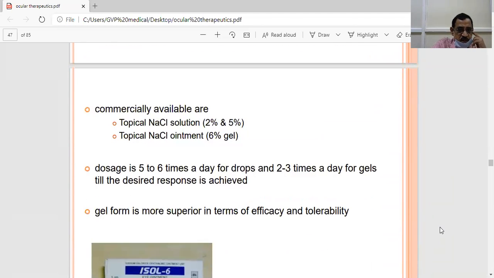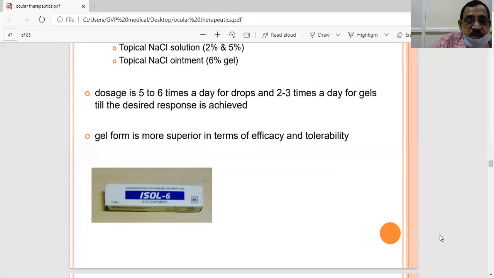Commercially available are topical sodium chloride solution 2% or 5%, topical sodium chloride ointment 6%, and gel. Dosage is 5 to 6 times a day for drops and 2 to 3 times a day for gels, till the desired response is achieved and the stromal or epithelial edema has come down. Gel form is superior in terms of efficacy and also tolerability.